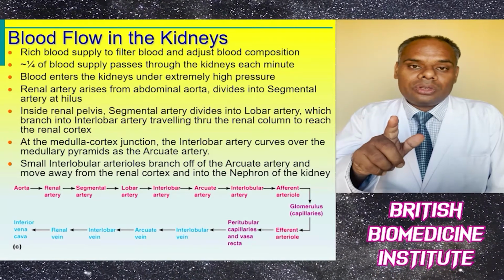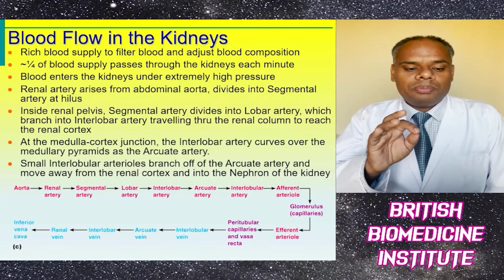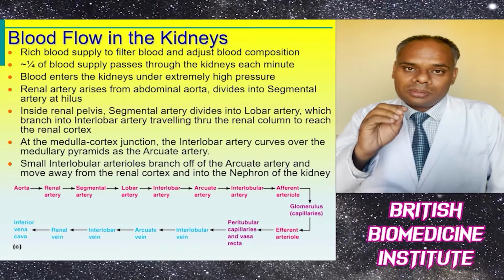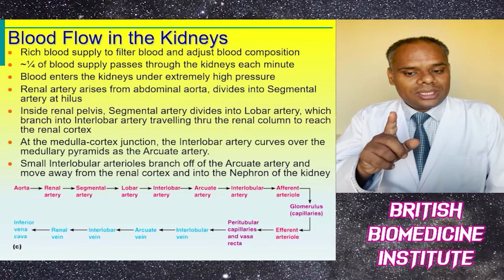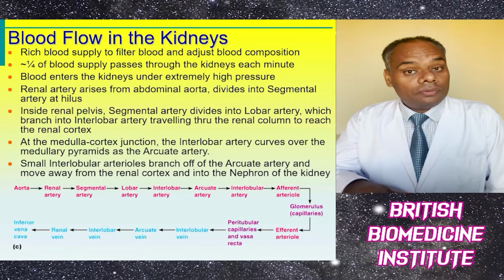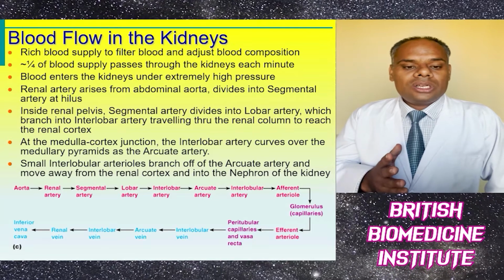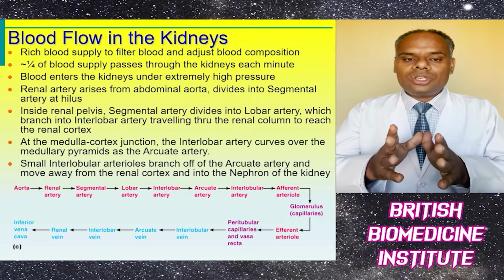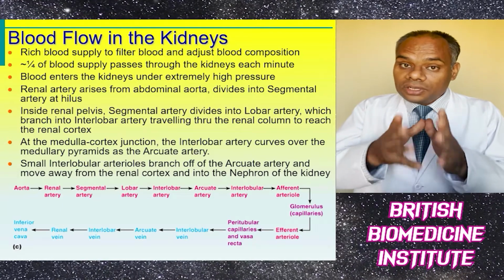At the medullary cortex junction, the interlobular artery curves over the medullary pyramid as the arcuate artery. The small interlobular arterioles are branches of the arcuate artery and move away into the renal cortex, into the nephrons of the kidney. The final branches of the interlobular artery are known as afferent arterioles. Afferent arterioles lead to the glomerulus, which is a network of capillaries involved in filtration.